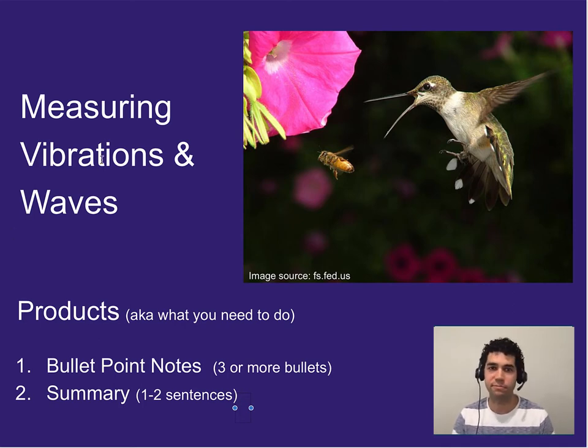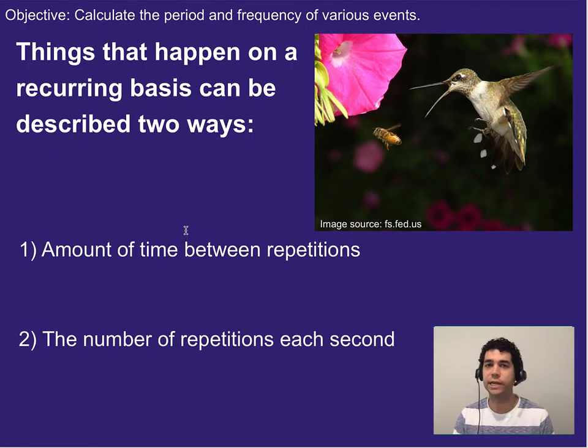All right, so we're going to start off by talking about measuring vibrations and waves. Because really what we need to know is, if you go to the beach and you see two ocean waves, how do you know if they're identical in size or how fast they're moving or other things? We need to be able to describe waves and measure waves. To do that, there are often two ways we can describe or measure things that are happening on a recurring basis. We can talk about the amount of time between repetitions, or we can talk about the number of repetitions that are happening in a certain amount of time.